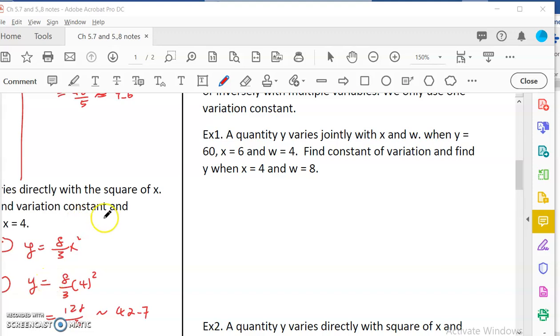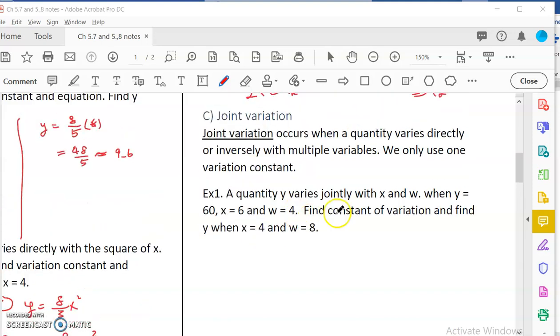Hello college algebra student. This video is for chapter 5.8 part 2. We're continuing with modeling change of two quantities or multiple quantities by the concept of variation. So we cover direct variation, inverse variation between two quantities.